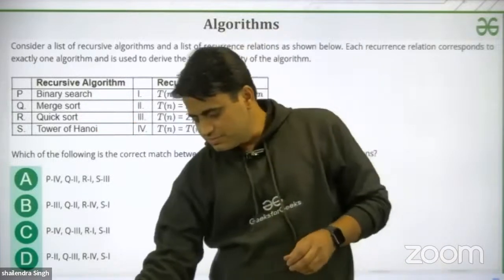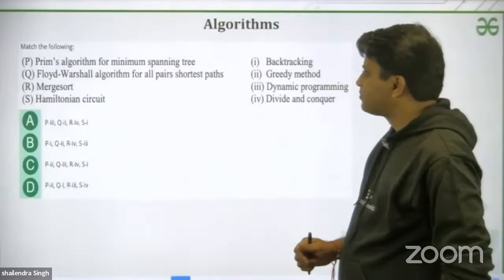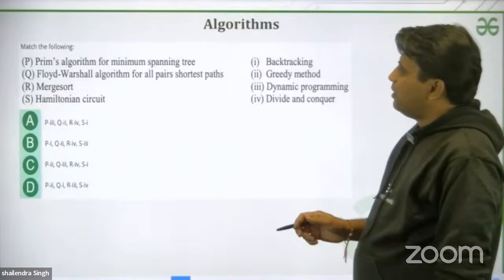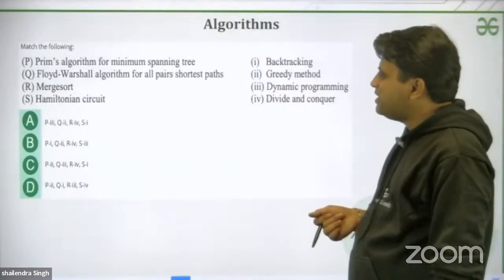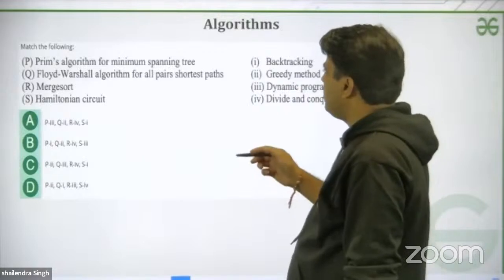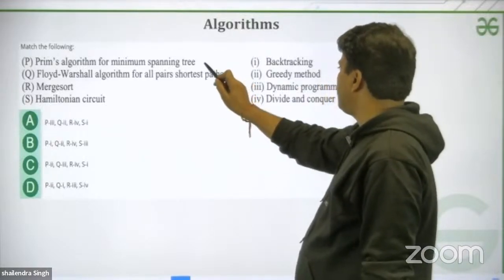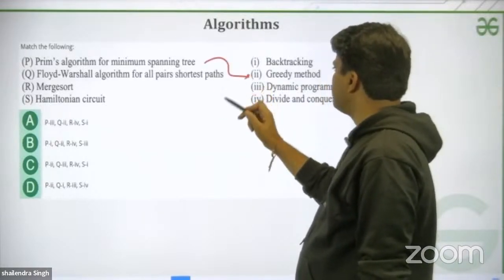Now come to next question. Prim's algorithm for minimum spanning tree, again this is a matching question. This is a very silly question. Prim's is what? Greedy. My dear, Prim is greedy. Is there any greedy? Yes, this is greedy.